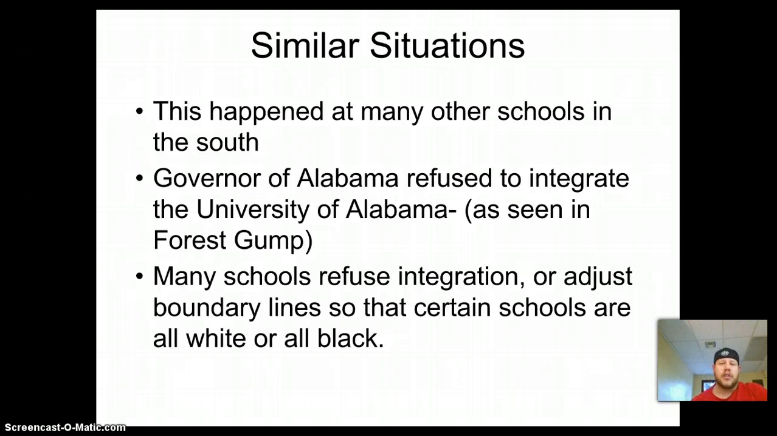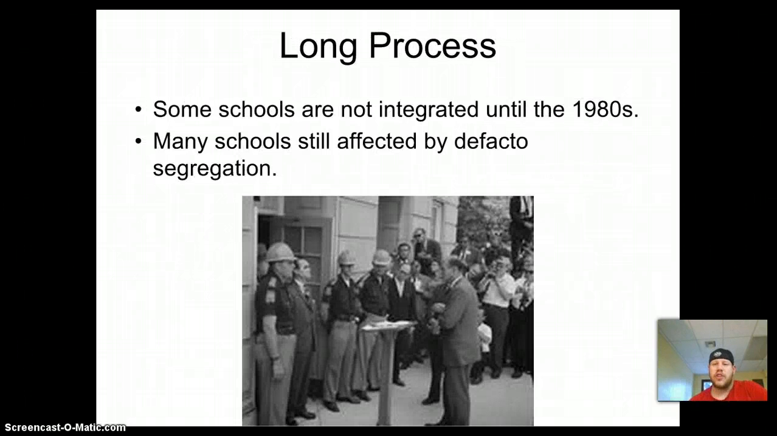A lot of schools adjusted boundary lines so that, if there's a town with more than one school in it, all the black neighborhoods were assigned to one school and all the white neighborhoods were assigned to another school. And there was a lot of pushback to making this happen. It was a huge, long process, as you see with all these things that are going on.